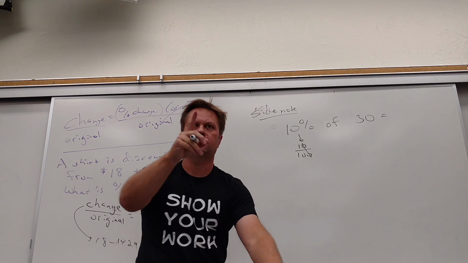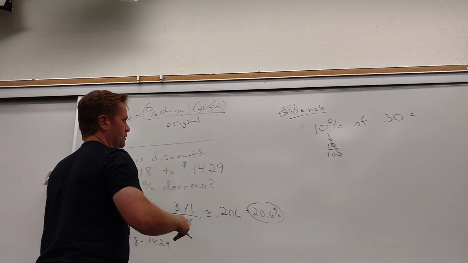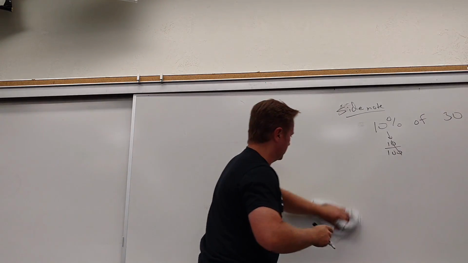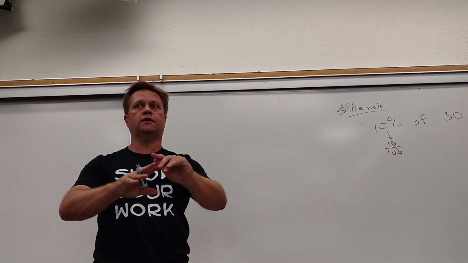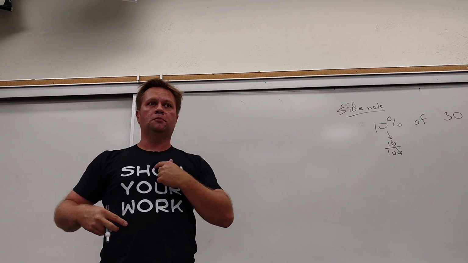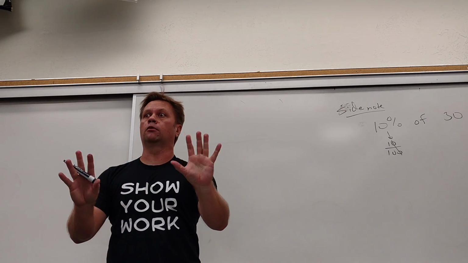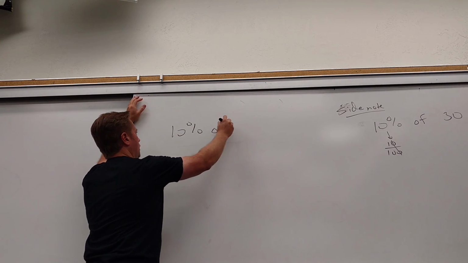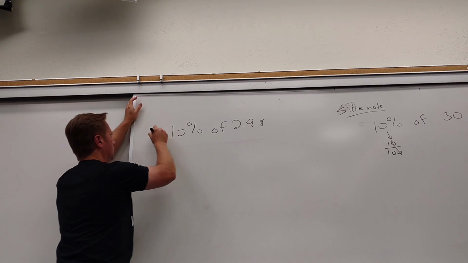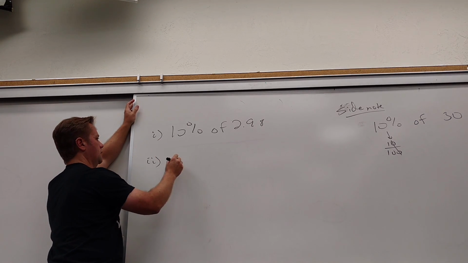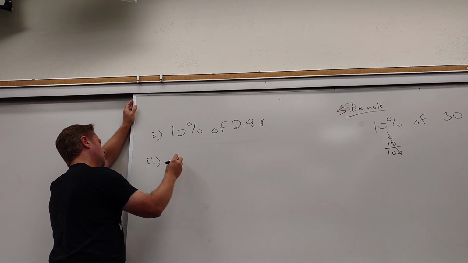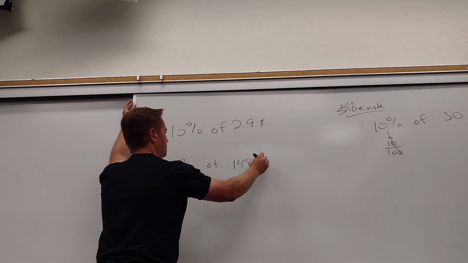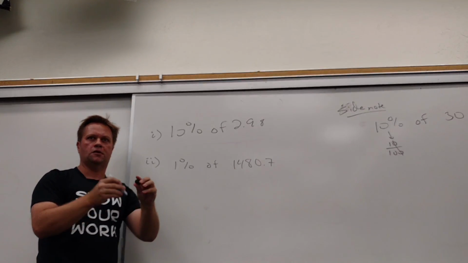Really? All right, maybe I should do this instead. All right. Before we do that, you have desperately got to be able to do this. I still see too many people doing work for this. I don't want to see any. I know it says show your work, but for this kind of problem, I don't want to see a bit of work. What kind of problem, Jeff? This kind. 10% of 2.98. What you got, Jeff? I'm going to do 1% of 1480.7. All right.